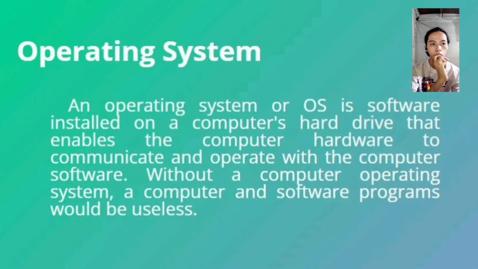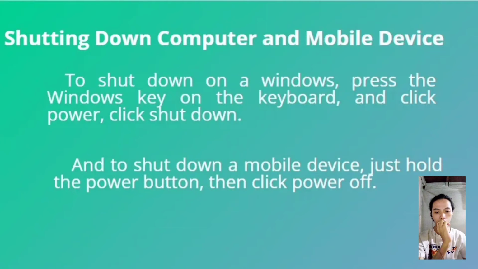Operating system, or OS, is a software installed on a computer hard drive that enables the computer hardware to communicate and operate with the computer software. Without a computer operating system, a computer and software programs would be useless.